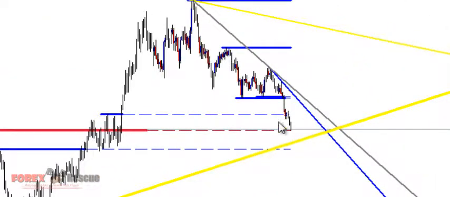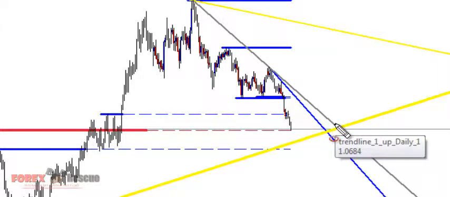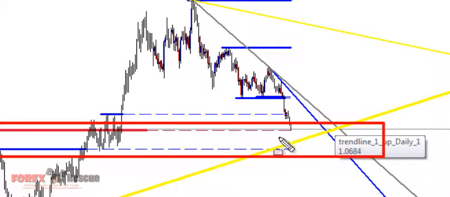We'll be looking out for a pullback around this area. So if we see a price action setup, a harmonic price action setup on the 4-hour or the daily time frame, we'll be looking to take a trade around this area.